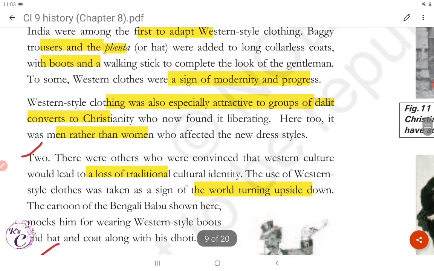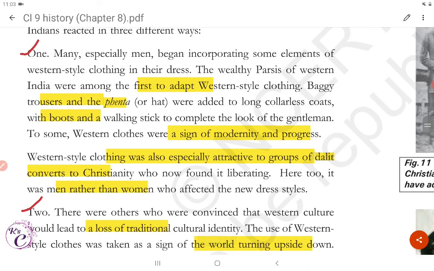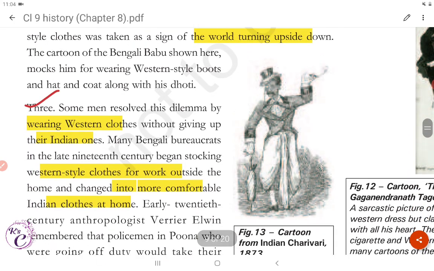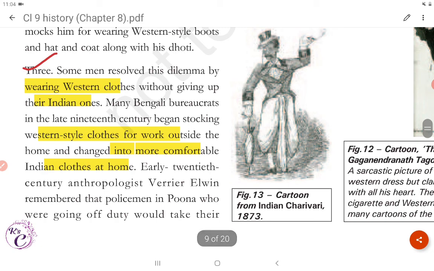So the first type of people wore the Western style clothing. The second one is that they were conservative. They thought that wearing Western style clothing would lead to a loss of traditional cultural identity. And the third type of reaction is that they wore both. Western style clothes they wore while going for work, and at home they changed into their comfortable Indian clothes. So they wore both.